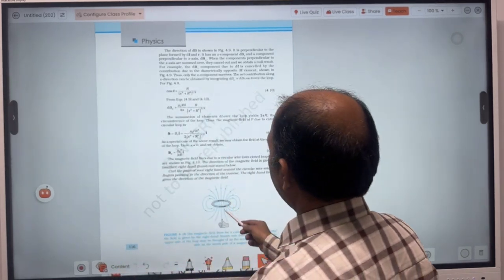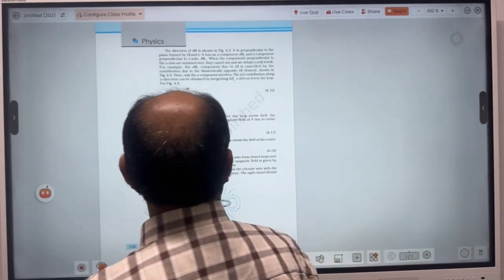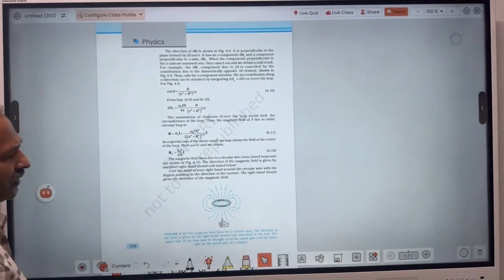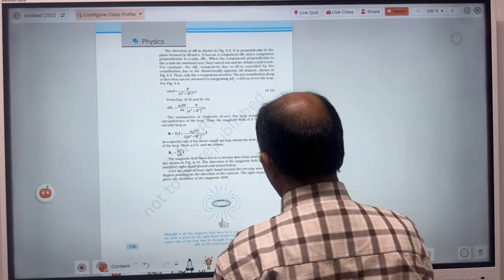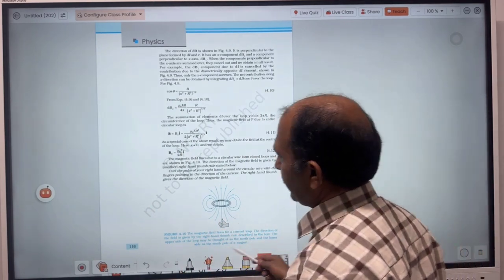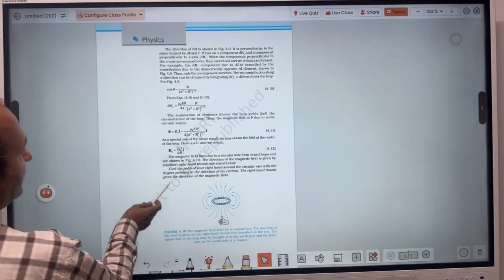Now the magnetic field lines are shown due to the ring, as you have already studied in lower level also how to represent the magnetic field lines if there is a current carrying loop. So I'm not going to explain it, that's your work. Now further, let's see.